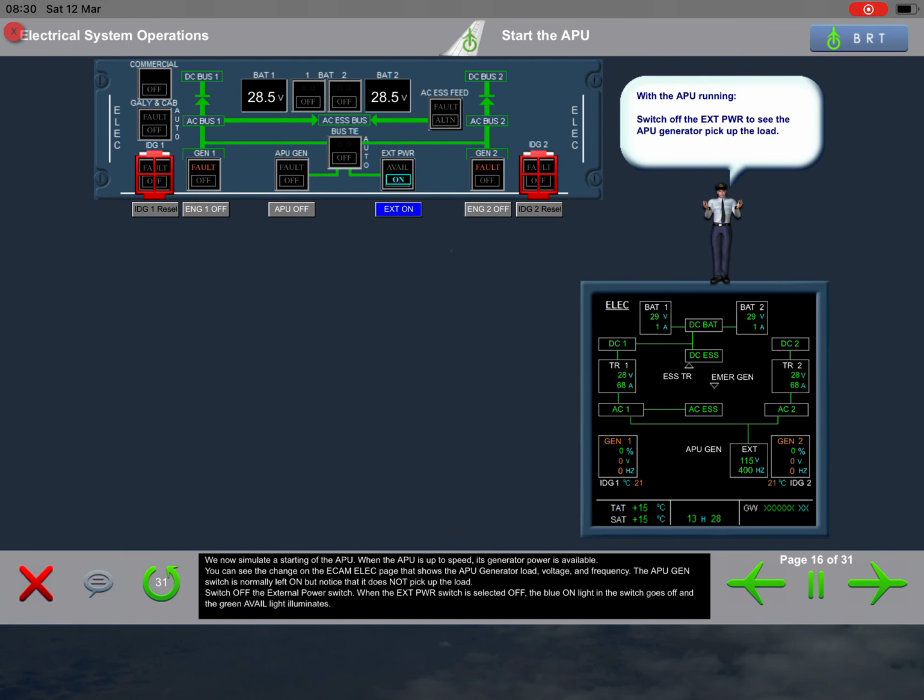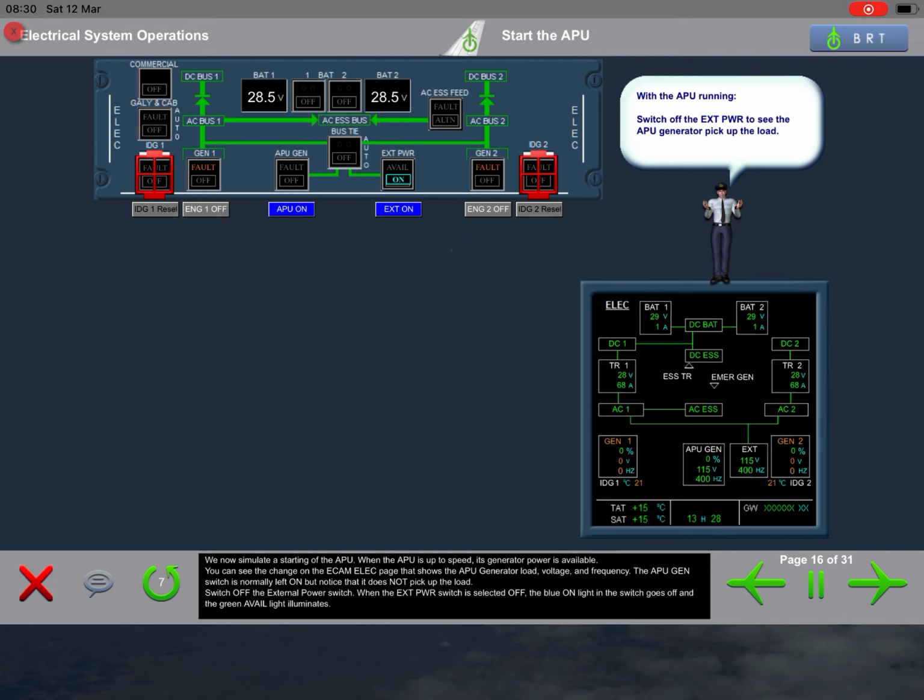We now simulate a starting of the APU. When the APU is up to speed, its generator power is available. You can see the change on the ECAM electrical page that shows the APU generator load, voltage, and frequency. The APU generator switch is normally left on, but notice that it does not pick up the load. Switch off the external power switch.